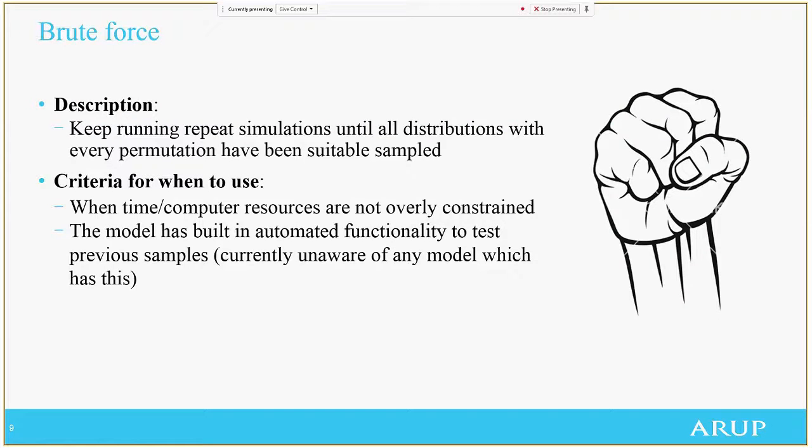The first one I'm going to talk about is the brute force method, and essentially this works by you keep running repeat simulations of a given scenario until all distributions with every permutation have been suitably sampled, for all of the underlying distributions and wherever you're using random sampling. Now, when might we use this? Well, you may use this when time or computer resources are not overly constrained. You may also use it if the model has built-in automated functionality to test previous samples, because it becomes very labour intensive if you want a person to test whether all your permutations have been tested. It's almost not even possible.